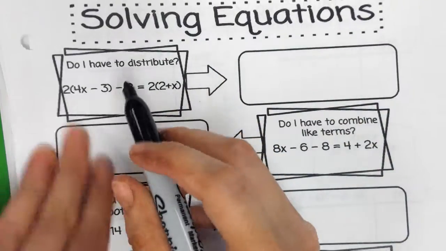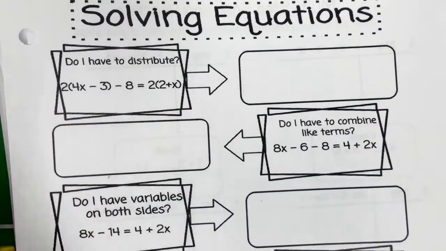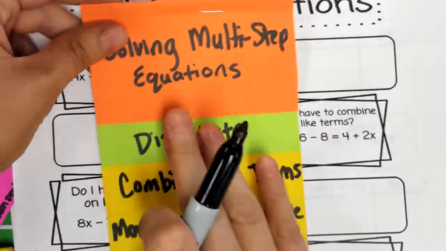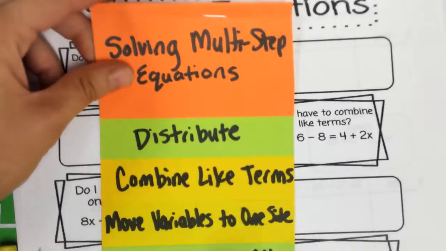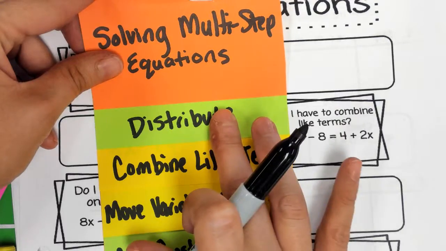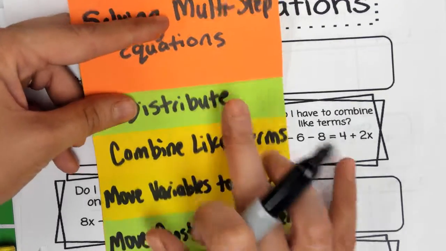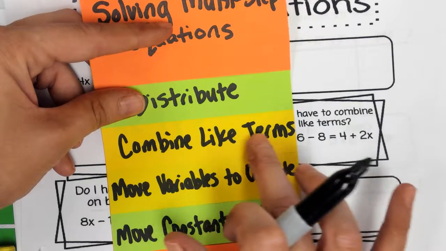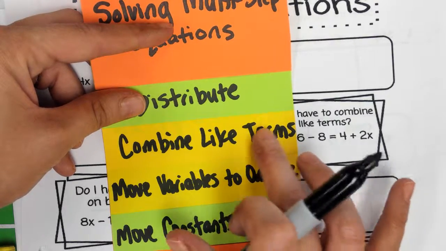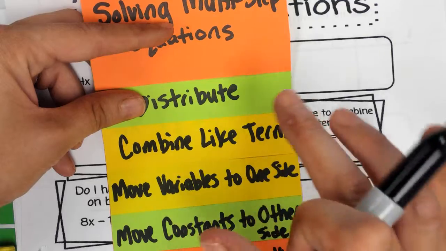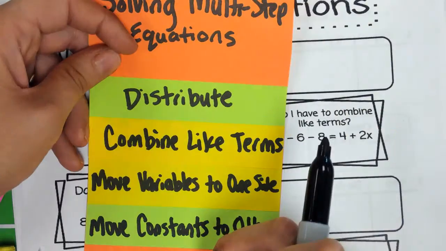Okay, so basically with this foldable, sometimes you're going to have to do all the steps and sometimes you don't. Sometimes you may not have parentheses, and so you may not have to do the distributive property. Sometimes you may not have any terms to combine on each side, so you might be able to skip that step. But you always go in this order.